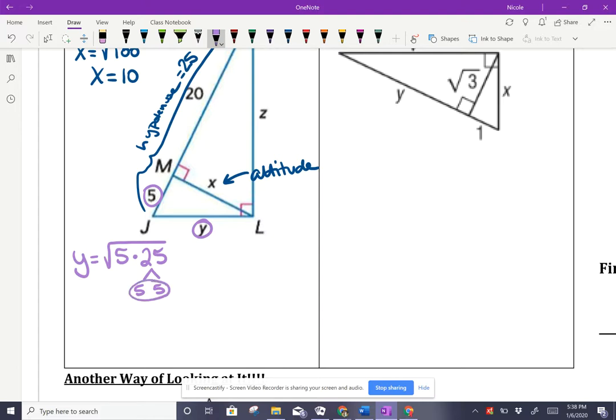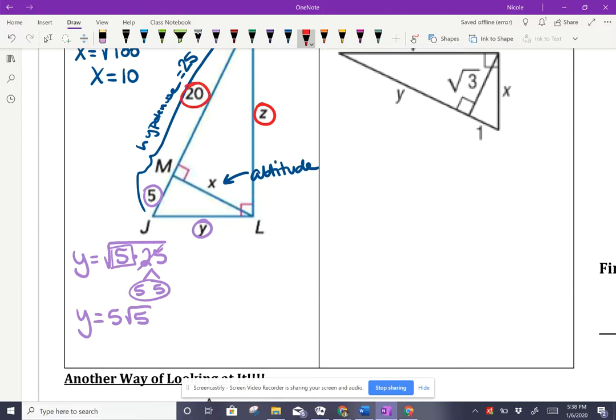I can circle that pair. And the other 5 is going to get boxed. It doesn't have a pair, it doesn't have another 5 to match up with. So it's going to stay inside. So y is going to be 5 root 5. And then we will take a look at z.